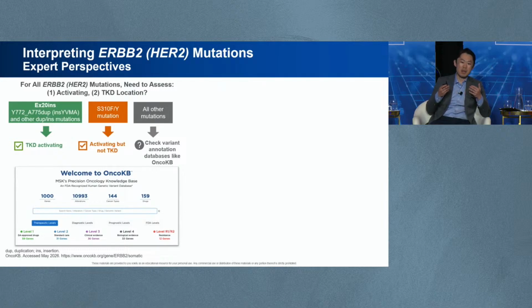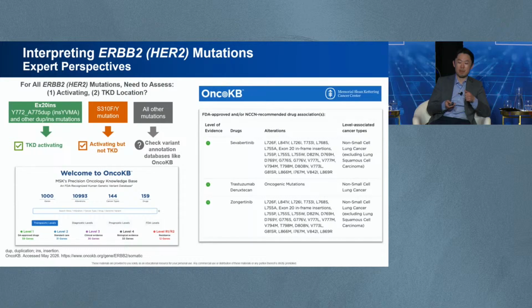It has high rigor in terms of the annotation and the curation. It's actually FDA approved for that purpose. And so here, this is an example from OncoKB showing you all the mutations that are paired with the drugs that are approved and the level of evidence, as well as the cancer type for which it was approved.